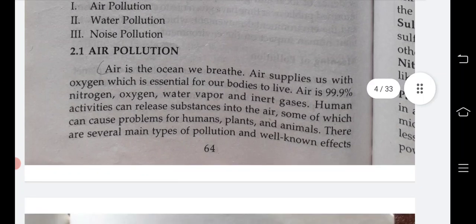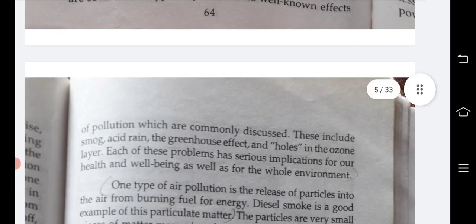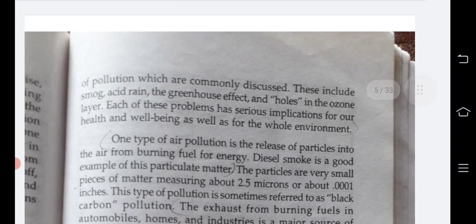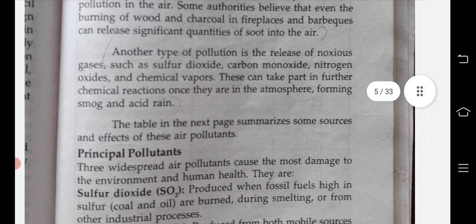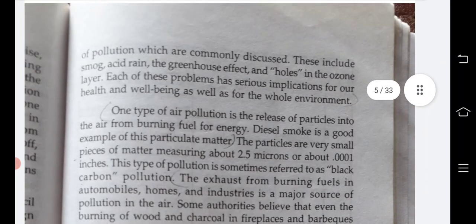Air is 99.9% nitrogen, oxygen, water vapor and inert gases. Human activities can release substances into the air, some of which can cause problems for human, plants and animals. There are several types of pollution and the well-known effects of pollution which are commonly discussed. This includes smog, acid rain, the greenhouse effect and the holes in the ozone layer because of air pollution.